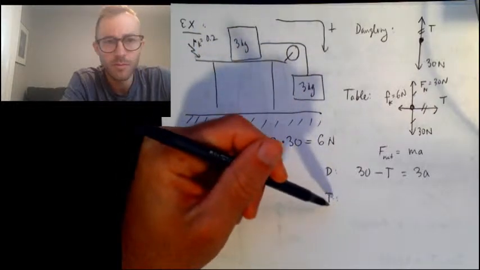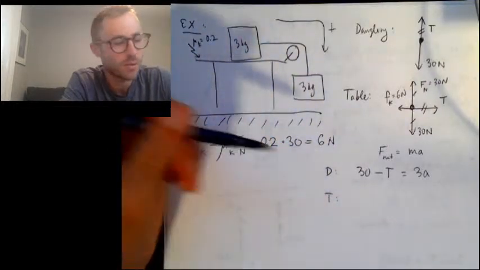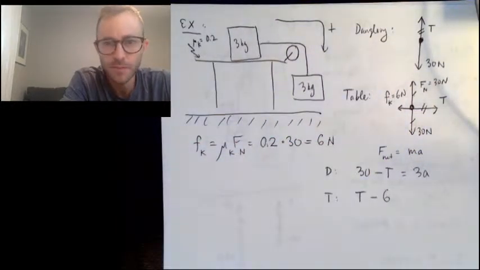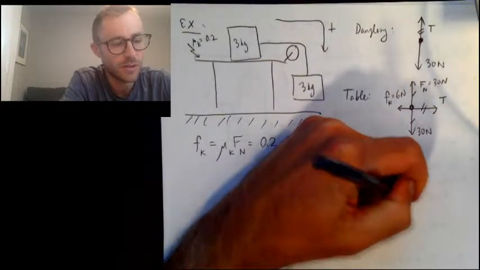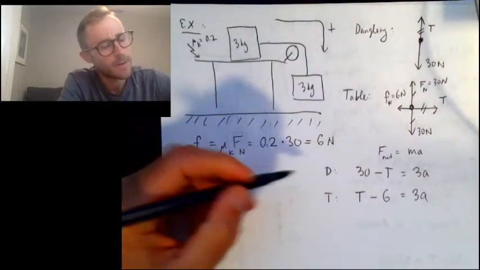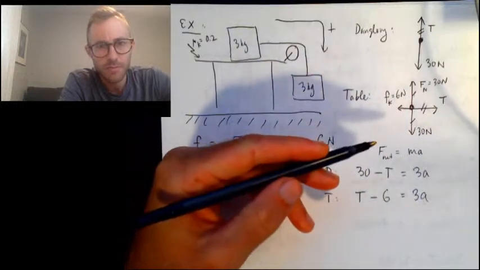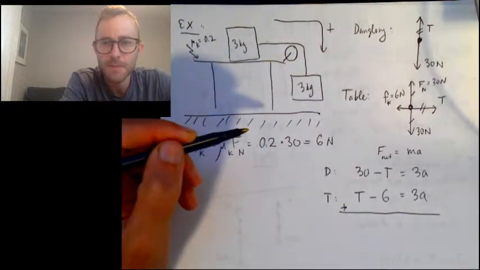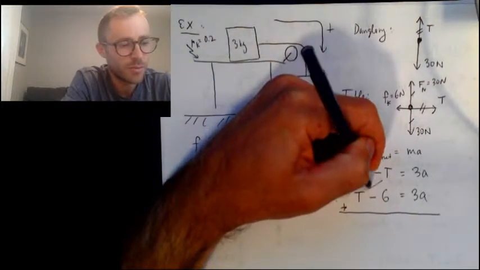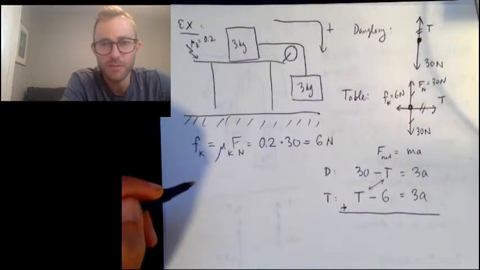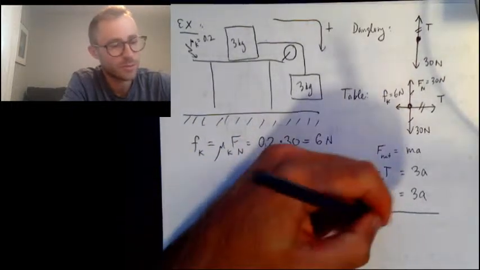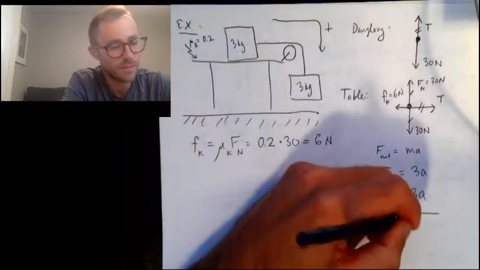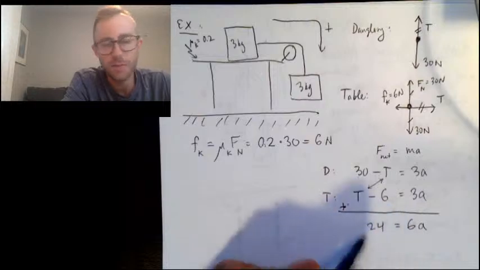So for the table mass, the positive direction is the rightward direction, so I have T minus 6, tension minus friction, and that equals 3a. Just like last time, you want to add your two equations. Adding them, I have a plus T and a minus T that cancel out. Then I have 30 minus 6, which is 24, and that equals 3a plus 3a, which is 6a. Divide both sides by 6.